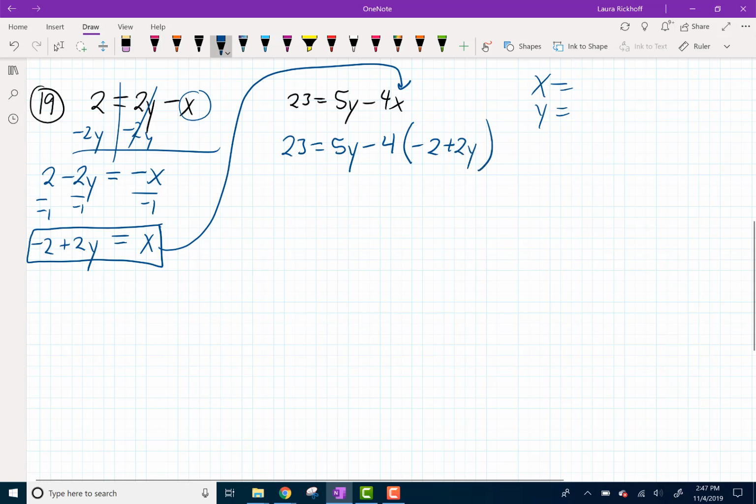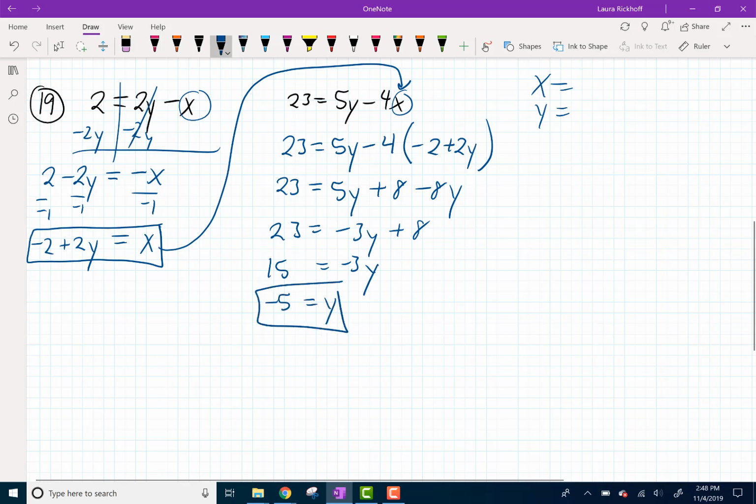I should have said substituted into the other one. That's the name of the game. So we have 23 equals 5y plus 8 minus 8y. So 23 equals -3y plus 8. And then I will subtract 8 from both sides to get 15 and divide both sides by -3. So I get y equals -5.